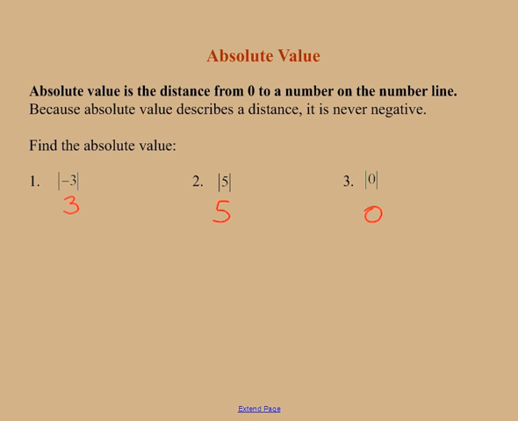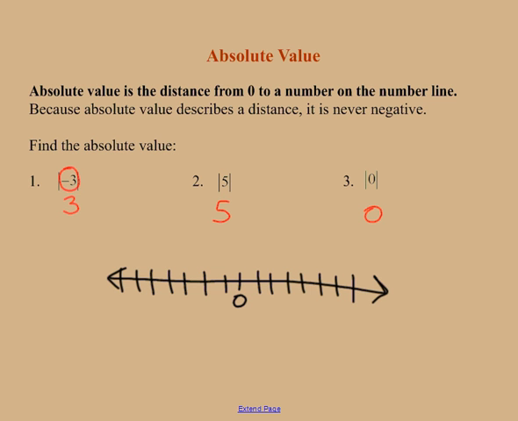But let me make sure you understand the definition of absolute value here. So if we have a number line, and we look at our three values, negative 3 is right here on the number line. Now, how far is negative 3 from 0? Well, it's 1, 2, 3. 3 units away, and so that's why the absolute value of negative 3 is positive 3.